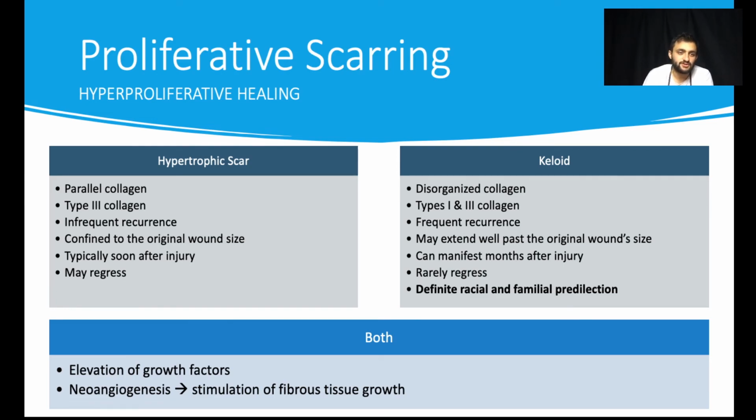Okay? So a couple of things that both of them have in common is you have elevation of growth factors and neoangiogenesis, which causes stimulation of fibrous tissue growth. So growth factors like TGF-beta, PDGF, which is platelet-derived growth factor, IL-1, and IGF-1, they increase the number of local fibroblasts and collagen production. And then neoangiogenesis also brings vasoactive mediators and mast cells, which can cause the stimulation of fibrous tissue growth via histamine. So this whole thing is very self-propagating.